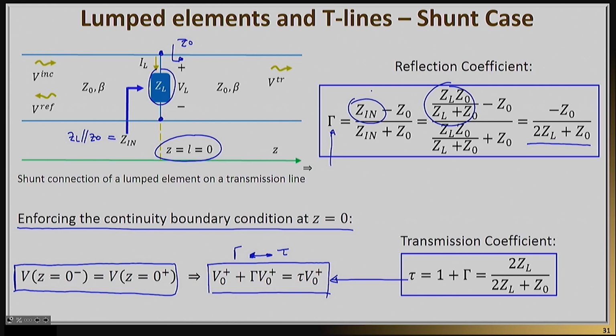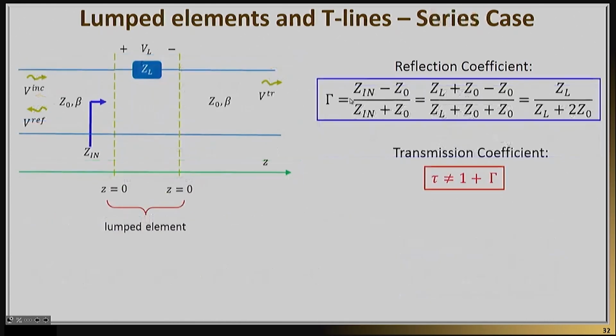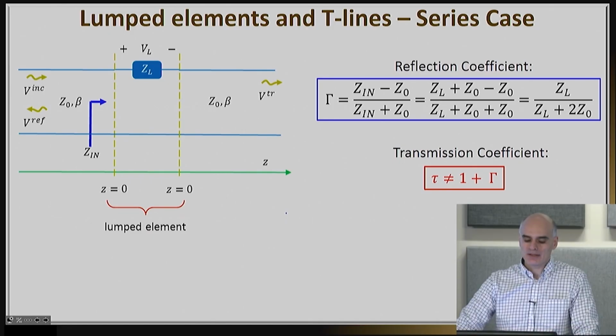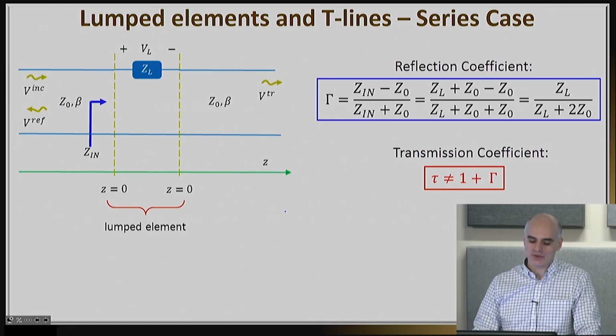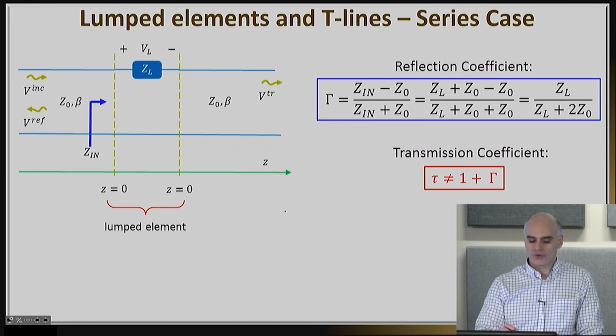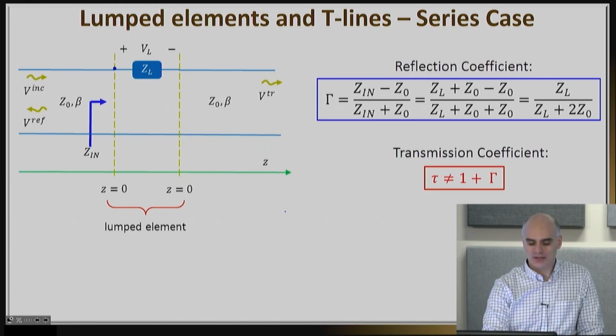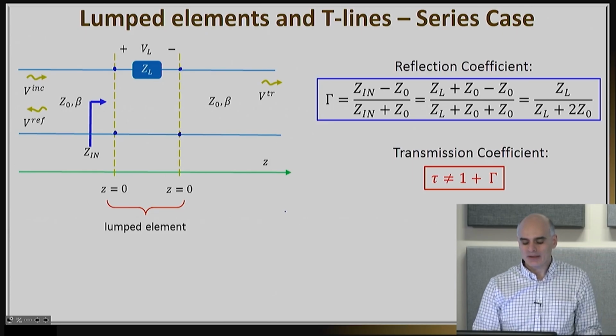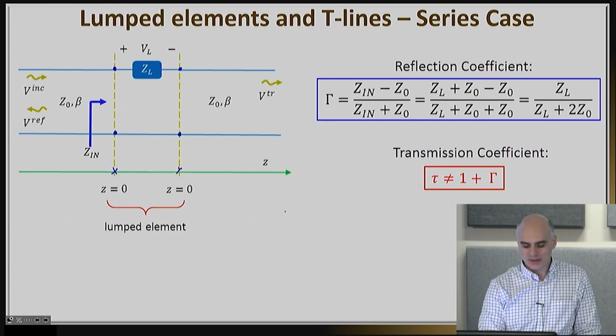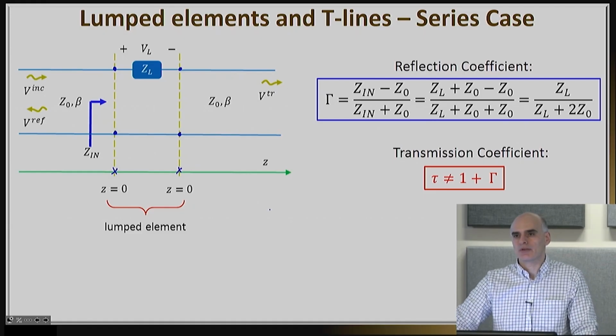The last case of practical importance is when I have a series case. And this is slightly more complicated. It's also not as easy for us to see because we have to draw a series load that connects the left-hand side of the line with the right-hand side. But yet, because the load is lumped, both this point as well as this point correspond to z equals 0.